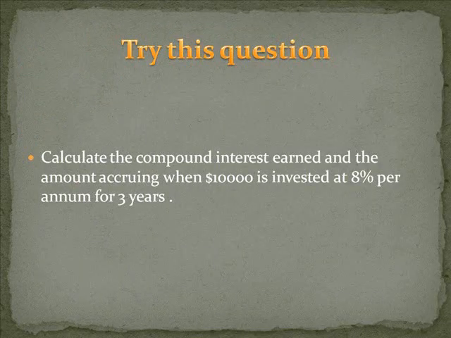Now we're at a try this question from CDP MATHS LAB. It reads, calculate the compound interest earned and the amount accruing when $10,000 is invested at 8% per annum for 3 years. As usual, pause the video right now and then try this question.